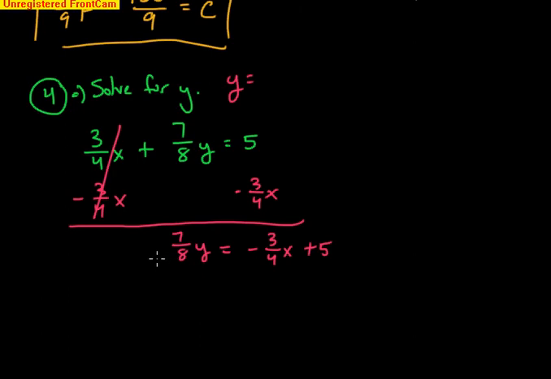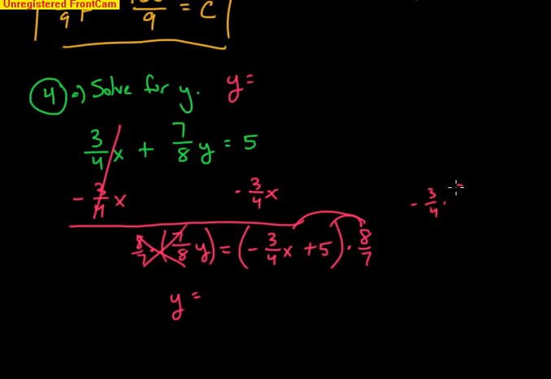Now, to get y all alone, I'm going to multiply by the reciprocal of 7/8 here, which is 8/7, and over here, 8/7. So on the left side, the 8/7 and the 7/8 cancel, and there's a y. Now on the right side, we need to distribute. So we need to do negative 3/4 times 8/7.